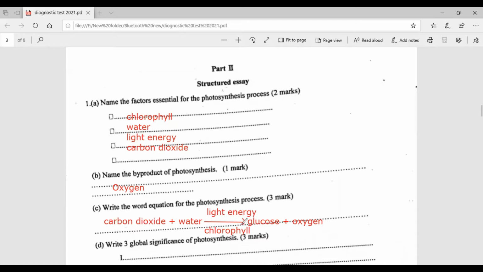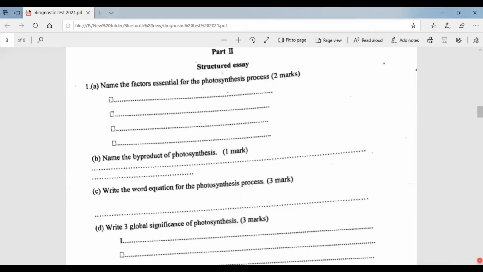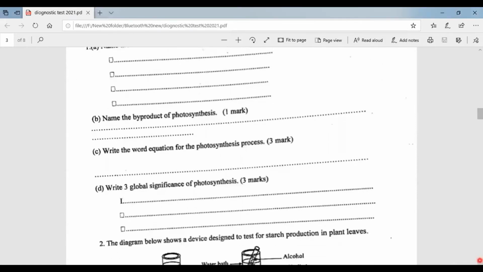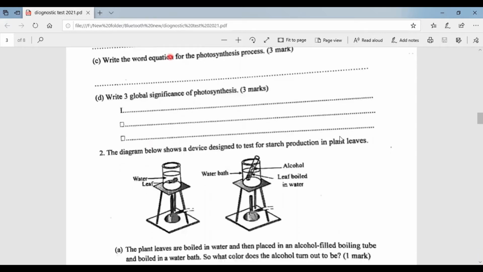Next question. Write 3 global significance of photosynthesis. Significance means importance. Global importance of photosynthesis: to maintain the carbon cycle.